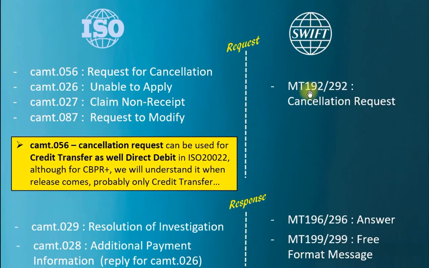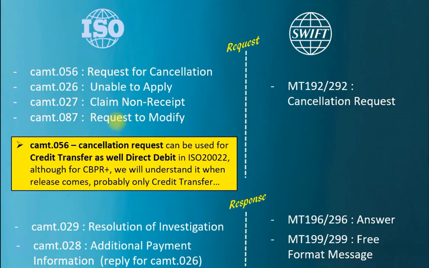The message typically uses 192 or 292 based upon whether the original message is 1 series or 2 series. Well, this has been categorized in multiple types in ISO, each having a dedicated purpose. So one is request for cancellation, that is in general for cancellation purpose. Then there is unable to apply CAM 26, claim non-receipt CAM 27, and CAM 87 request to modify. Unable to apply typically means they have received the message but they are not able to give the credit because of some reason, they need more documents and so on, so they will inquire with the bank. Claim non-receipt, they are saying we have not received it at all. Request to modify is modifying the content of the transaction.